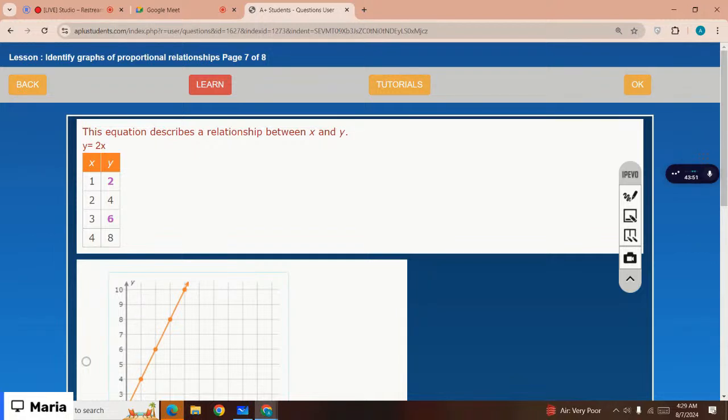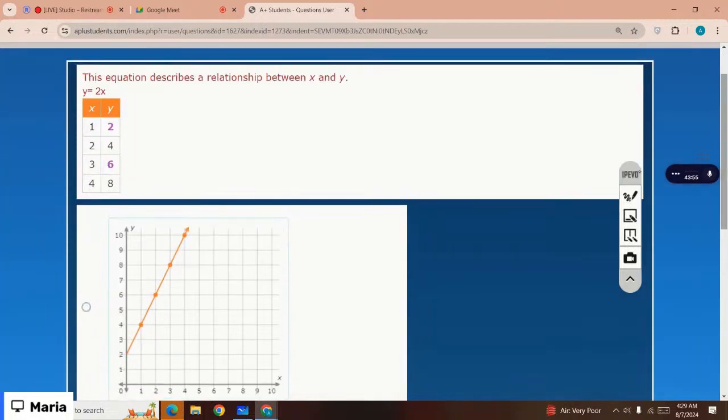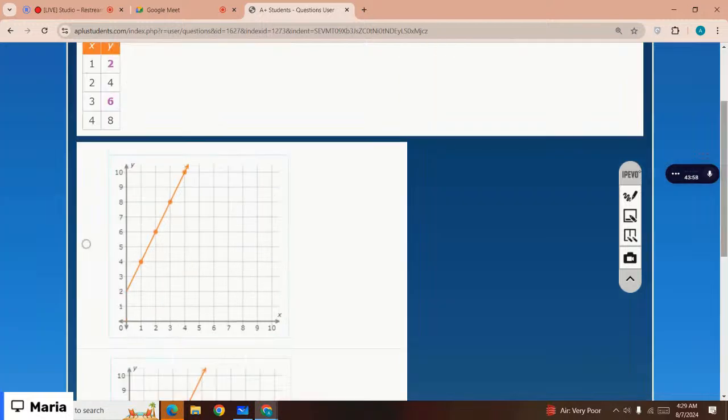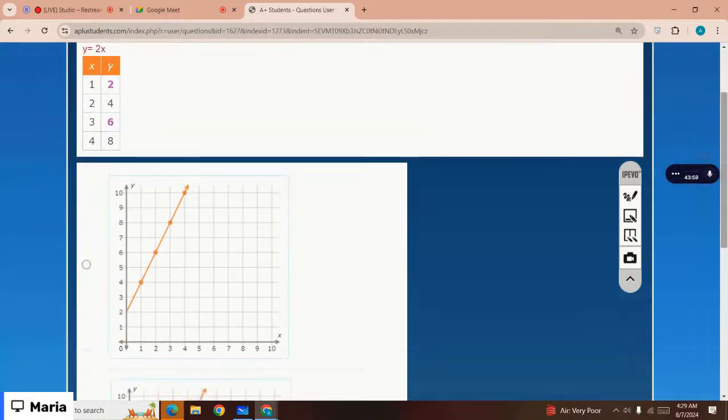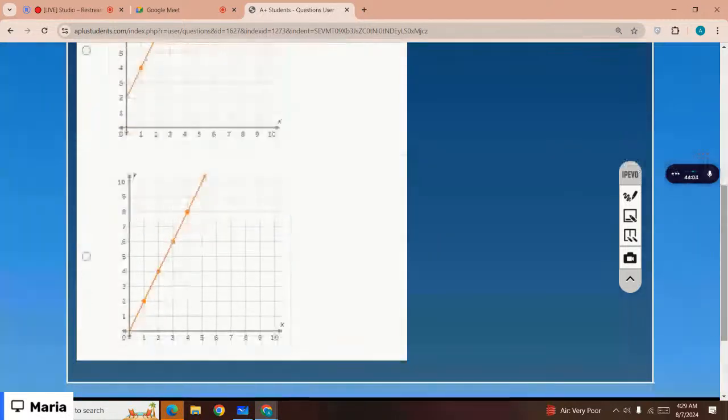This equation describes a relationship between X and Y. So Y equals 2X, which is the graph. Whenever you have a given proportional relation, the graph always starts from 0, 0, right? So option number 2 is the correct option.